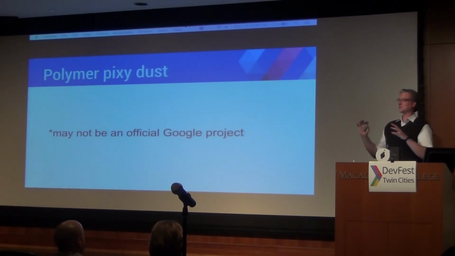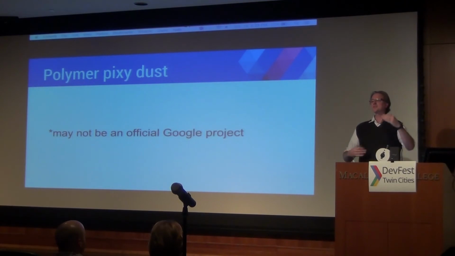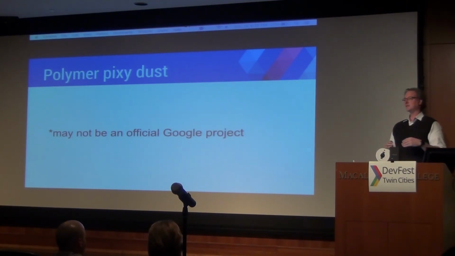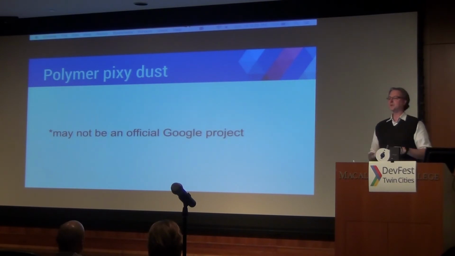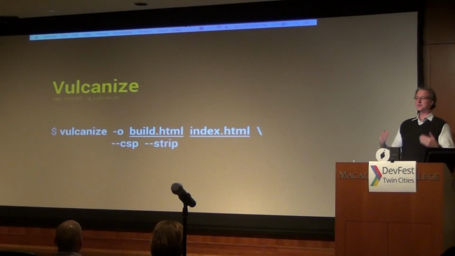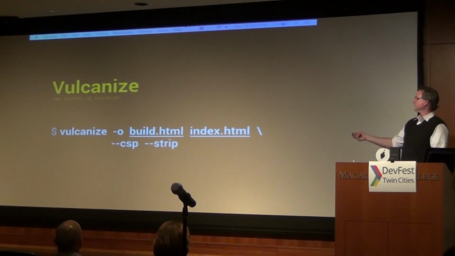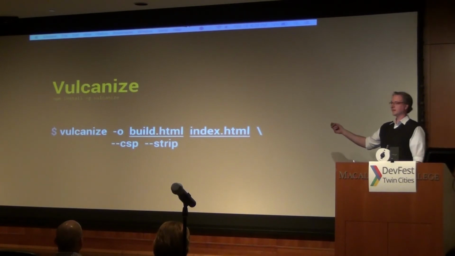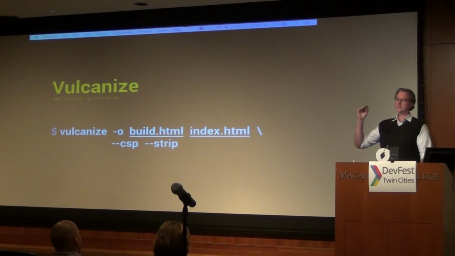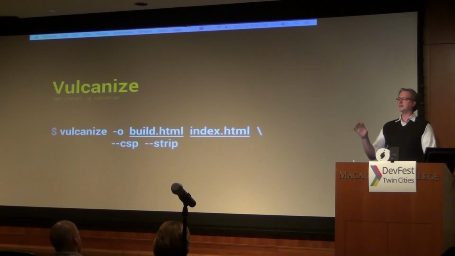But there's elements of Polymer. So this is stepping outside a little bit of web components, and I call these Polymer pixie dust, which is not the official term, where you've got this tool called Vulcanize. By running from the command line to vulcanize one of your files, what it does is it looks through your HTML file and checks for any imports that might be called.